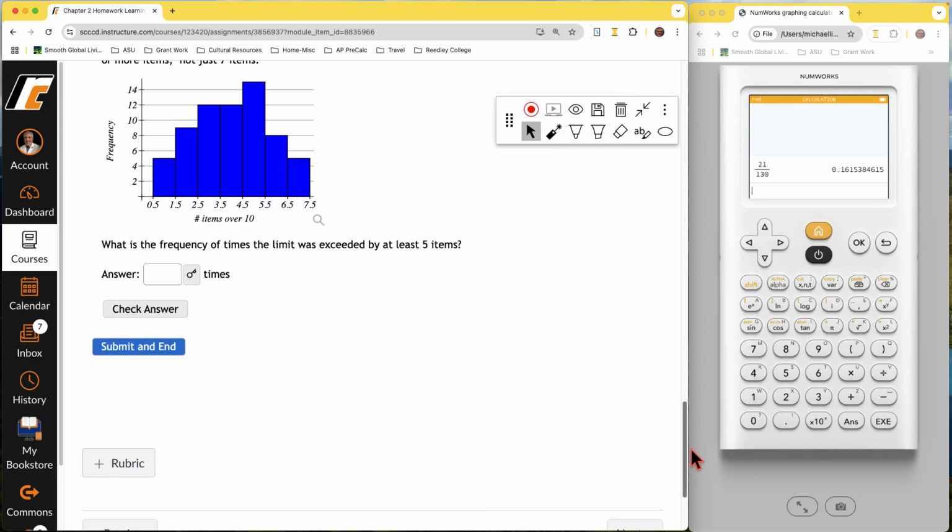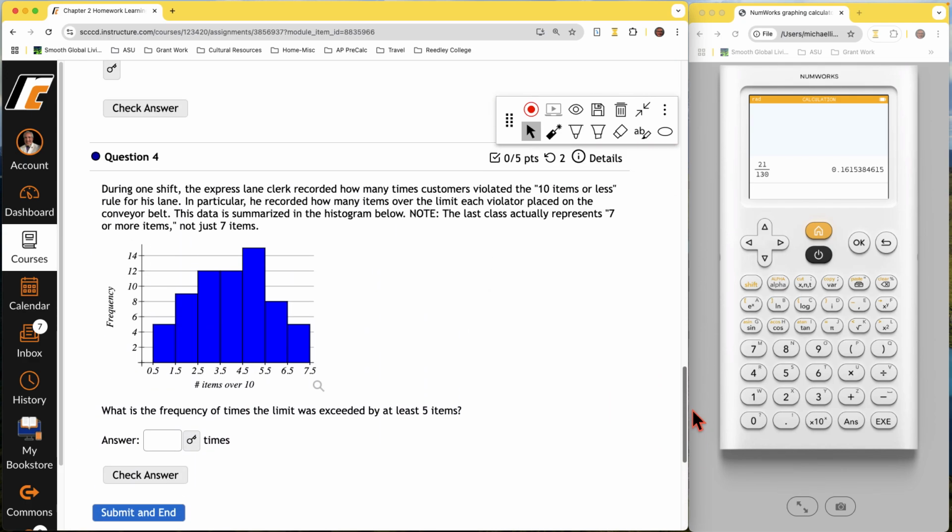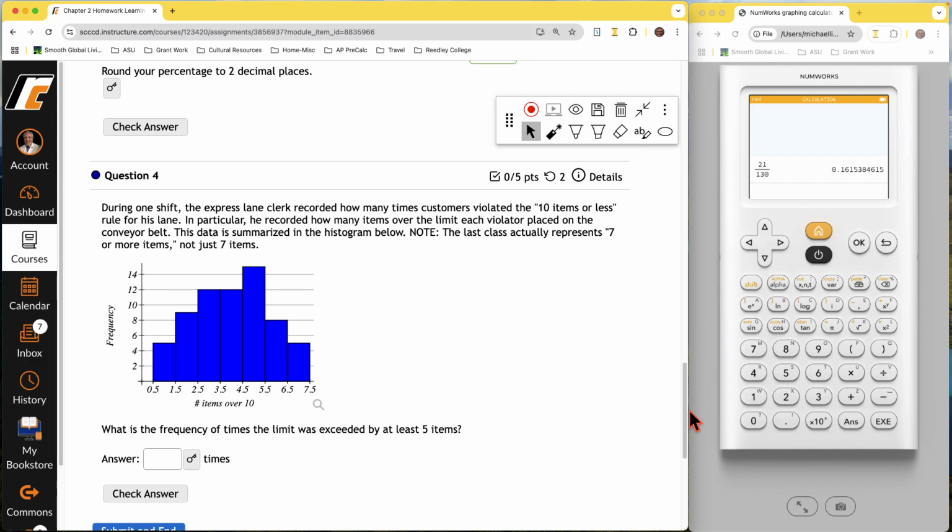Question 4, let's just peek ahead. That's the last one. During one shift, the express lane clerk recorded how many times customers violated the 10 items or less rule for his lane. In particular, he recorded how many times over the limit each violator placed on the conveyor belt. This data is summarized in the histogram below. Note the last class actually represents 7 or more items, not just 7.